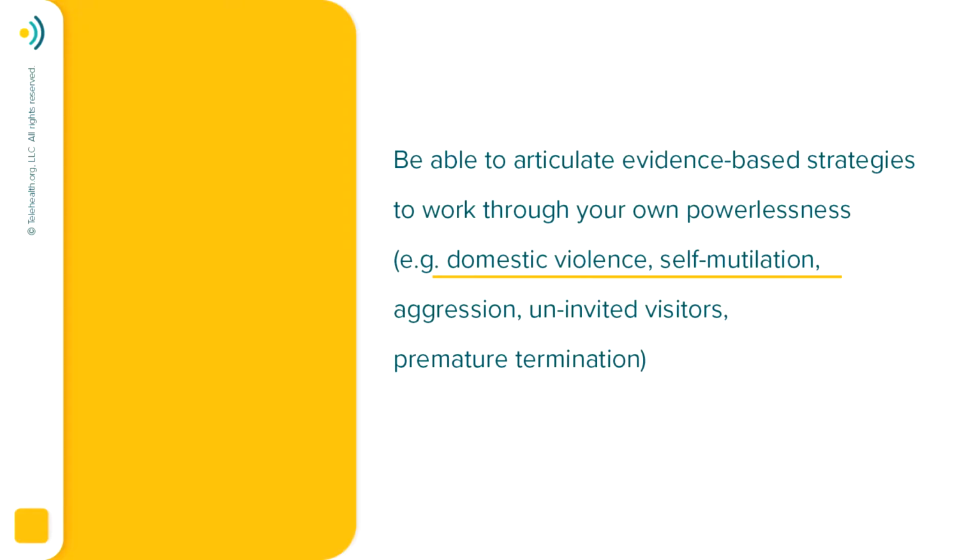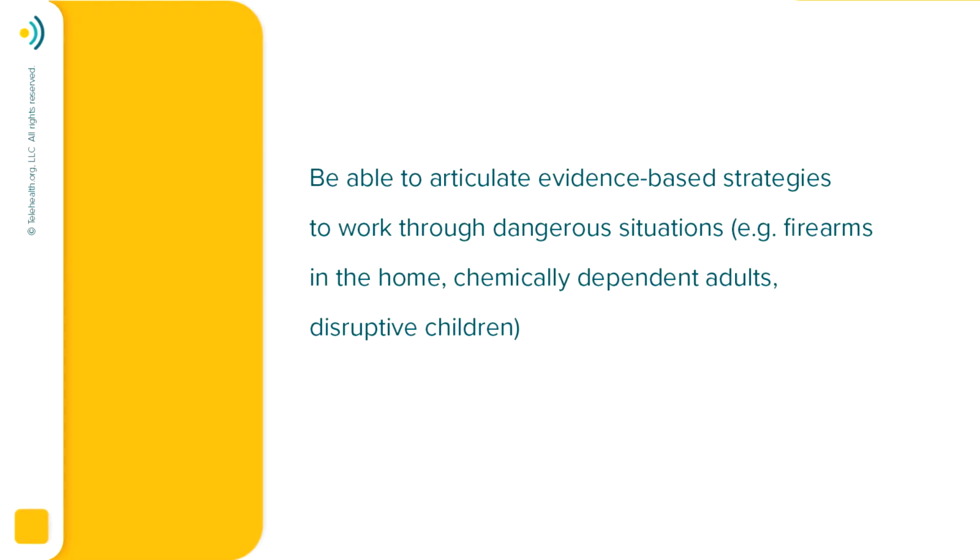If you get into domestic violence, self-mutilation, and premature termination, those are the really big issues. You want to make sure that you've got the safety net to deal with that. Other strategies: dealing with firearms. How do you deal with firearms in the home when you've got a brick and mortar practice? Let's say you've got somebody who's suicidal and they have a gun rack at home filled with guns and shotguns. What do you do?